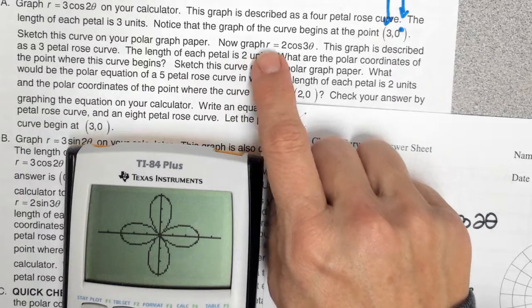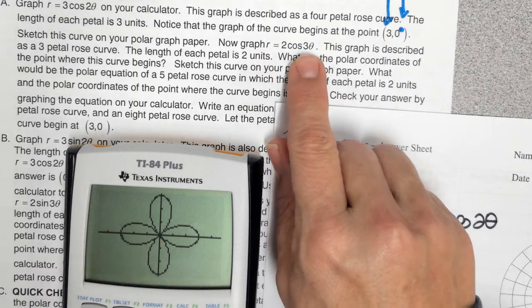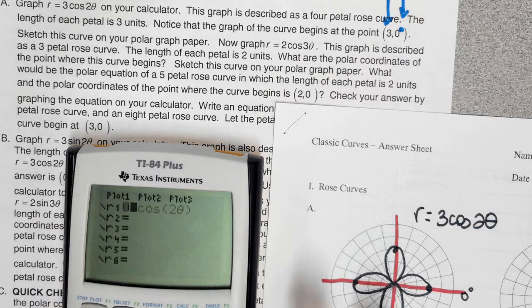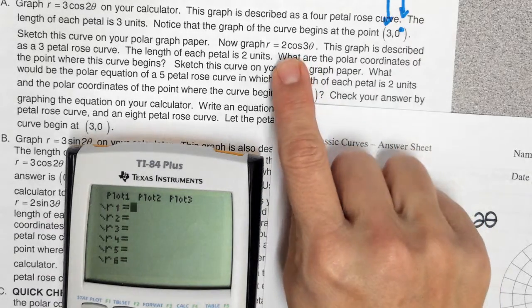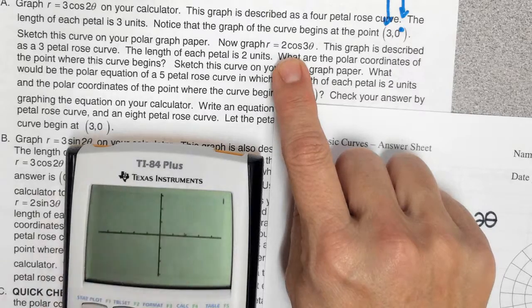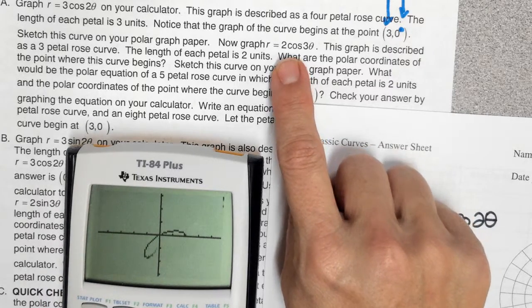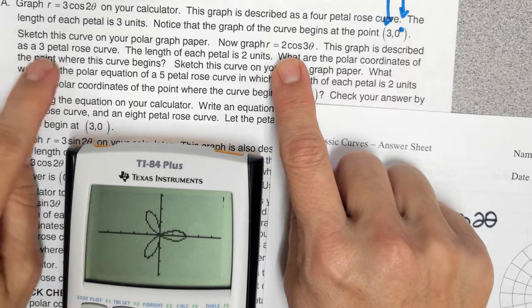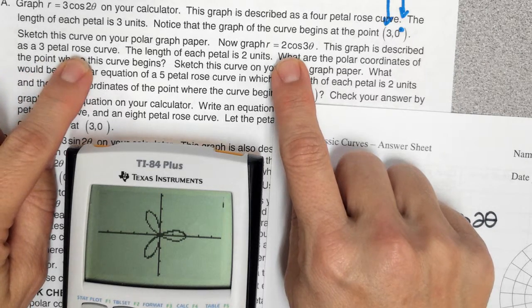It says, now graph r equals 2 cosine 3 theta. So you go back to your y equals, and we're typing in the new equation they told me: 2 cosine 3 theta. And we're going to hit graph. How many petals does this one have? 3. So guess what it's called? 3 petal rose curve. Okay?